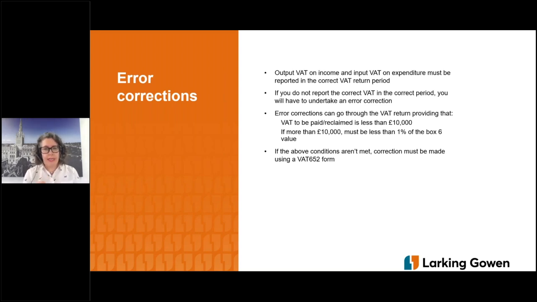If the VAT on your error is more than £10,000, but is less than 1% of your box 6 figure for that VAT return, so that's your sales figure, then it can still go through your VAT return and you still don't need to tell HMRC about it. It's only if you breach either of or both of those tests that you've got to disclose your error to HMRC. And the way you do that is using a VAT 652 form. And again, we can help you with that if you find yourself in that position. Help you either calculate whether the error is within the disclosable limits or help you submit a VAT 652 if you need to.